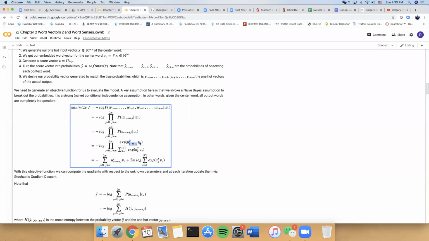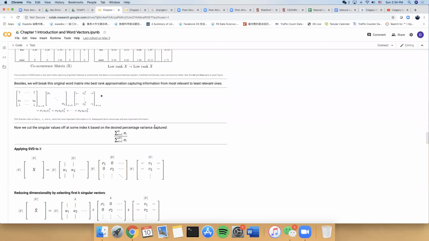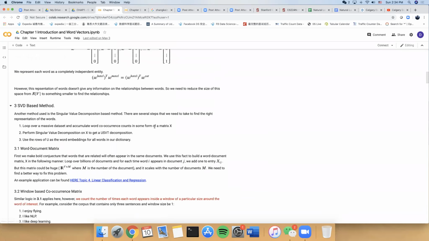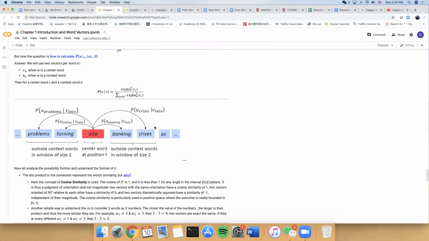And why do we use multiplication here? That's because we try to use the cosine similarity between different word vectors. For example, why do we use multiplication? Think about the we see here. I actually mentioned this in the previous chapter. Let me find it here.